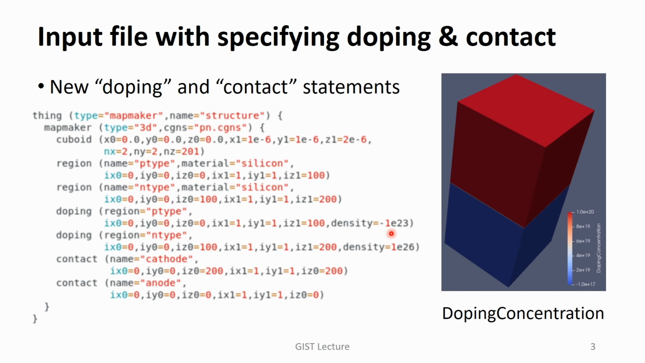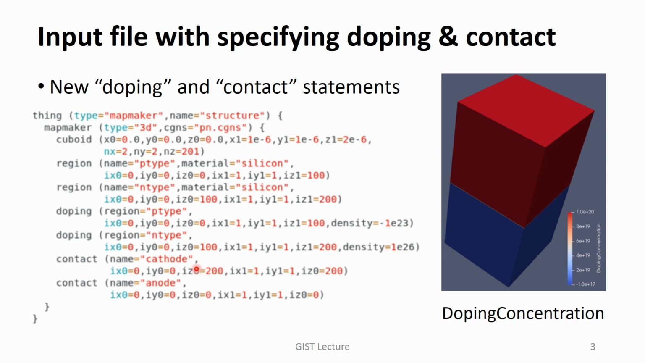It is written in per cubic meter scale, so it is actually corresponding to 10 to the 17 per cubic centimeter. For the n-type region, the density is 10 to the 26. It means that the region is doped with 10 to the 20 per cubic centimeter.